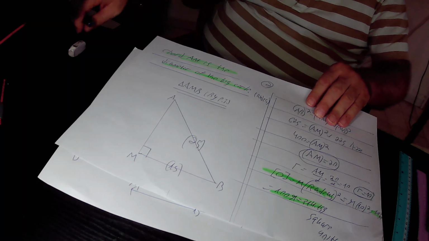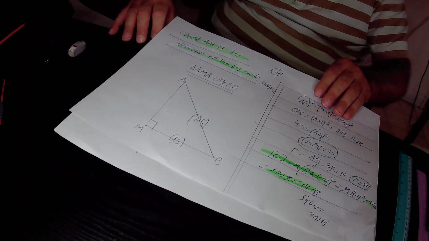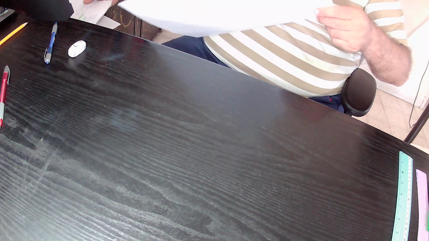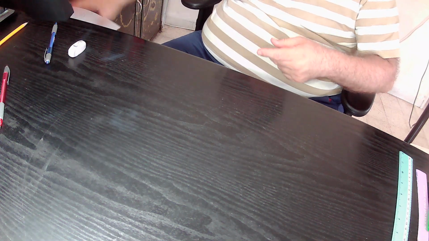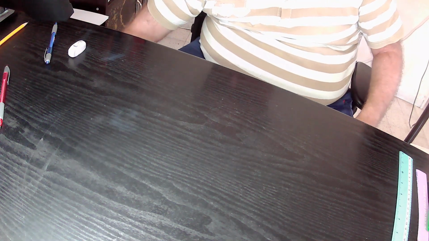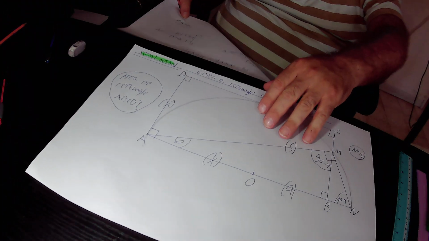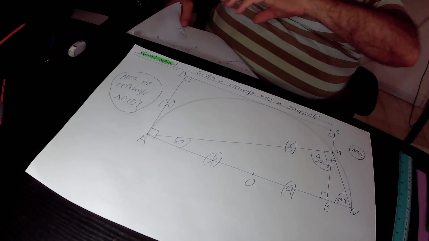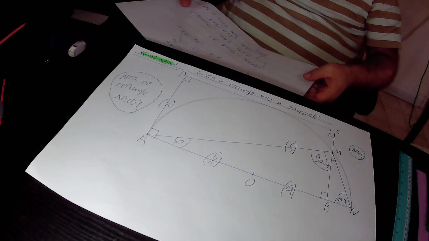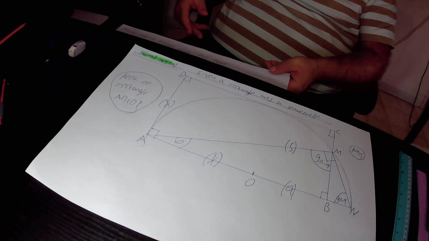In the next step, I presented to you the second question, and we solved the second question in two different methods. So our mission in the second question is to find out the area of this rectangle ABCD. So we start with the first method.